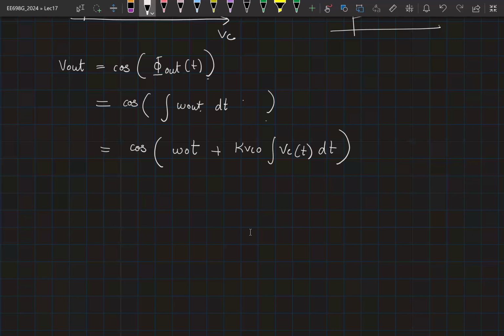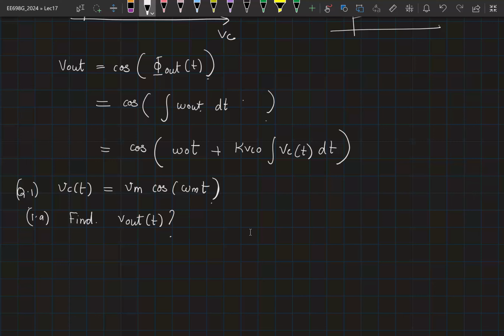So now let's go through some sample problems to get used to the circuit, right? So we'll do this together. Let's say the Vc of t is given by some Vm into cos of omega mt. Can you find the expression for V out of t? So why don't you try this first?